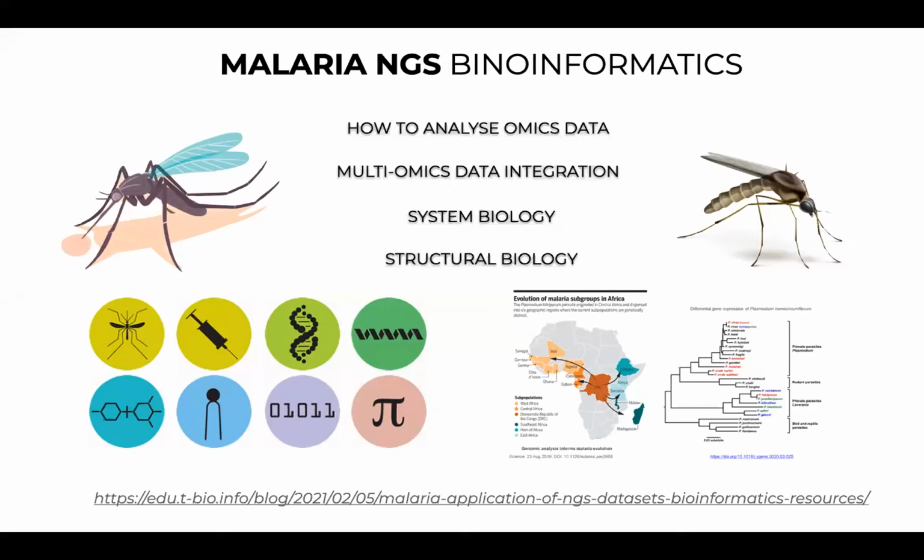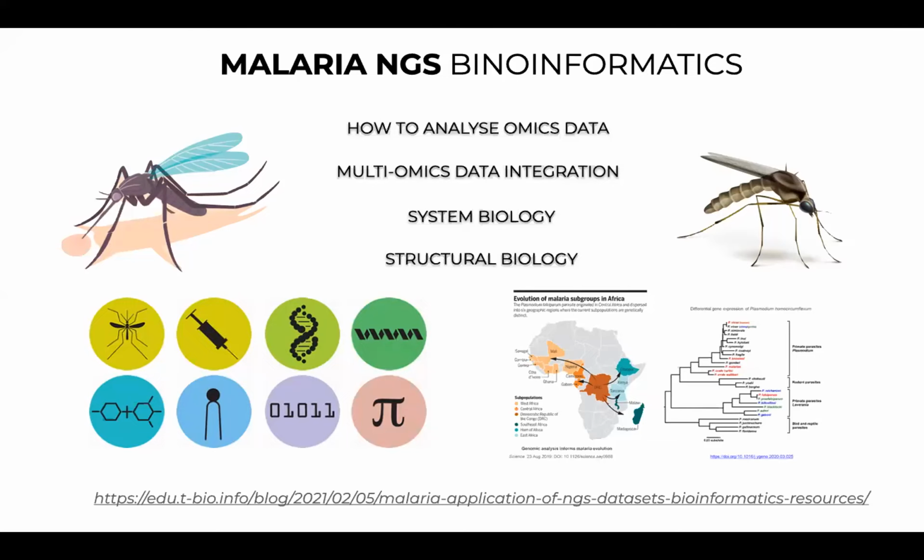So to compile this article, we reviewed publicly available data sets generated by using next generation sequencing. And we looked into case studies that demonstrate the utility of sequencing techniques and how it correlates to drug resistance in malaria by looking at multi-omics data, by looking at the entire system biology aspect, and then diving into the structural biology, looking at the protein and its mutations.